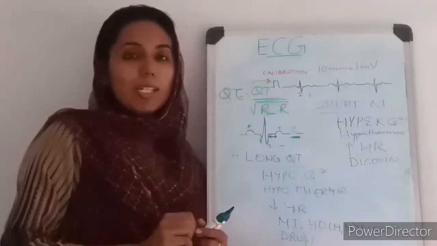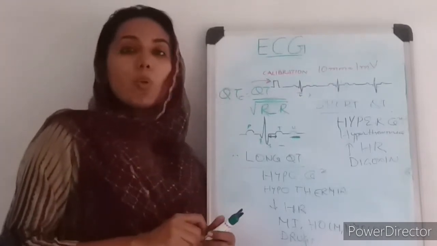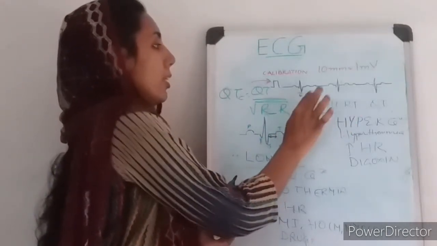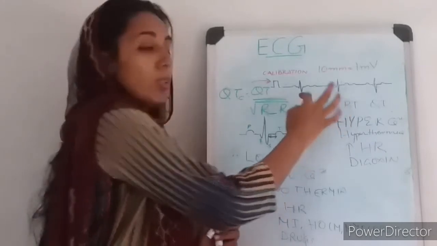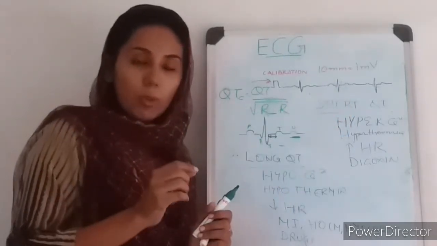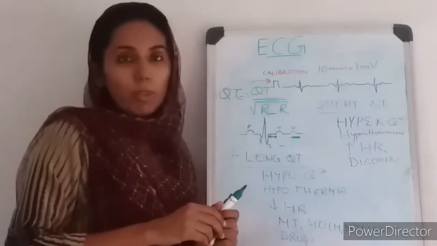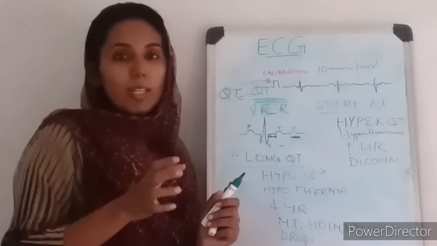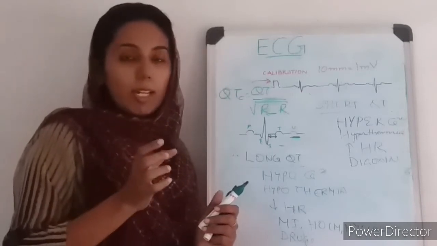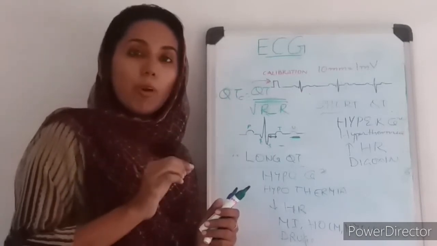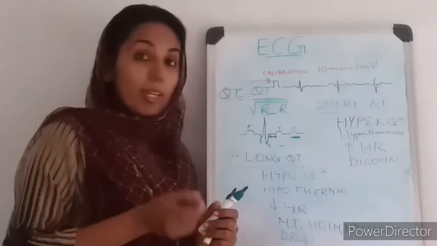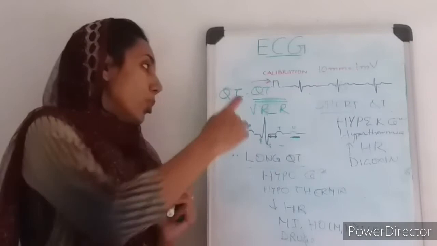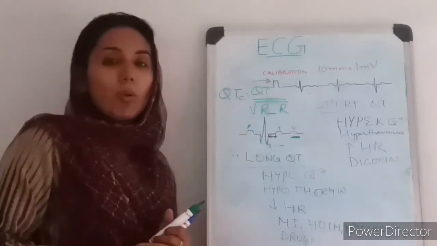QTc or corrected QT interval is QT divided by root of RR. What is this RR? RR means the RR interval, that is from one R wave to the another R wave. Just calculate the number of small boxes. Okay. So if there are 20 small boxes, the RR interval is, one small box is 0.04, so 0.04 into 20. In milliseconds only we should calculate and put it as the RR interval. So QTc is equal to QT divided by root of RR.